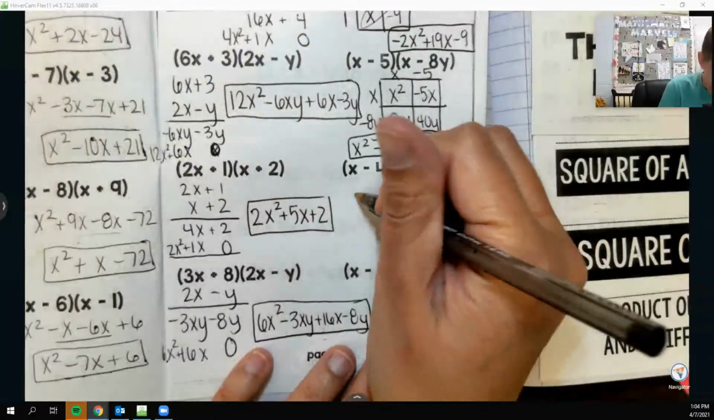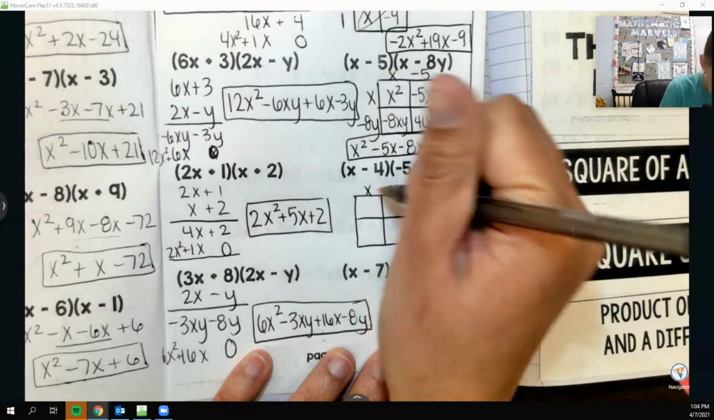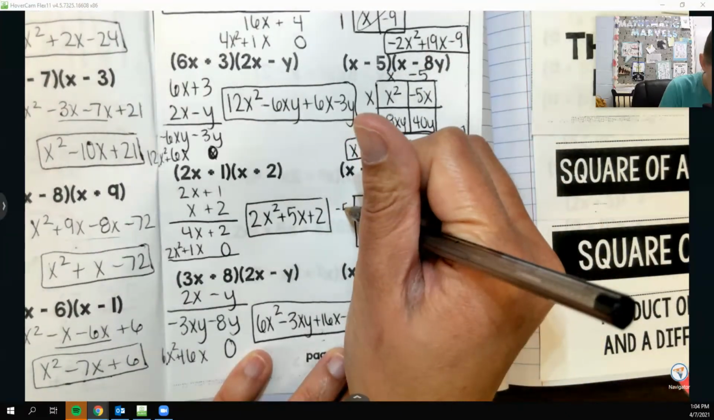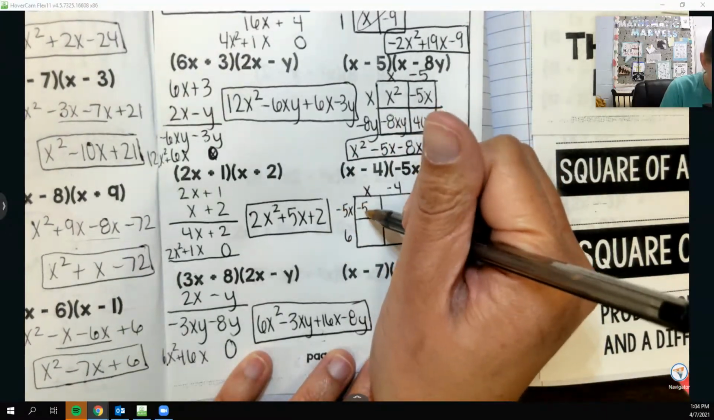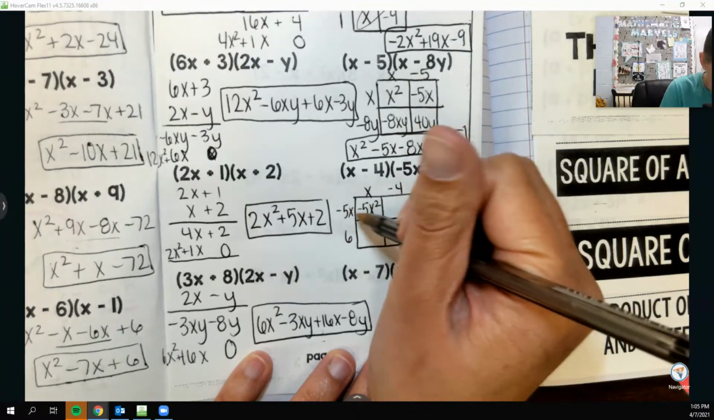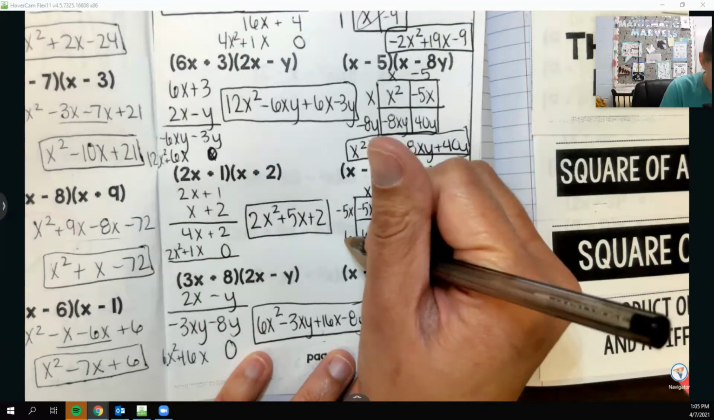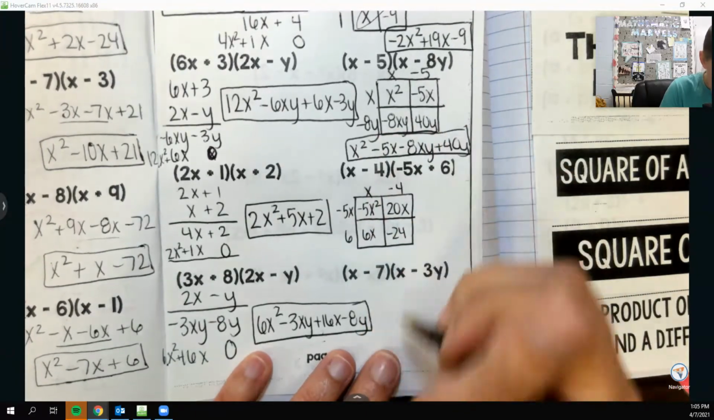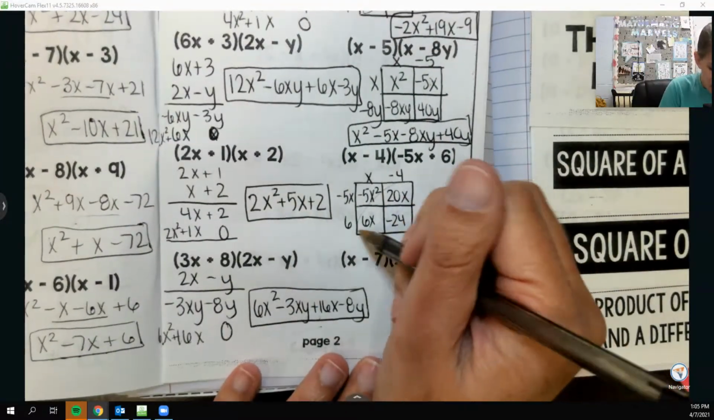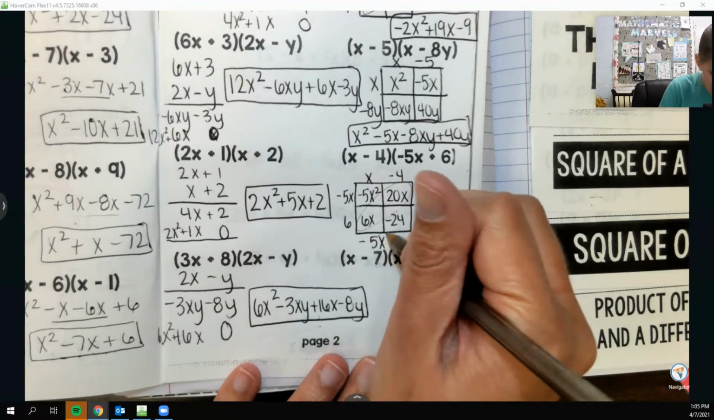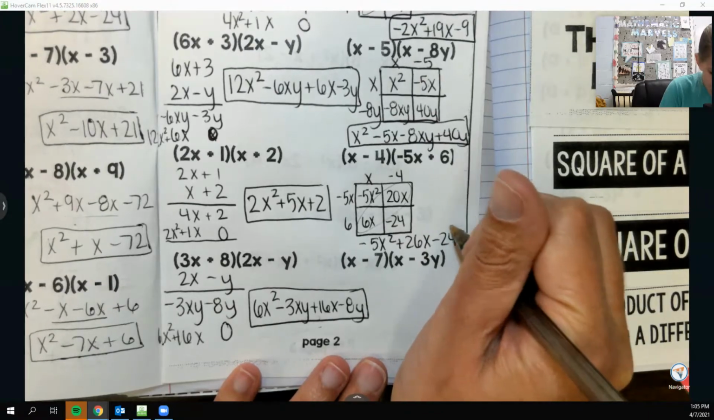On to the next. Setting up a box 2 by 2. So it's x minus 4 and then negative 5x plus 6. And when I multiply here, we'll have negative 5x squared. Here we'll have 20x. Here we'll have 6x. And then negative 24. Oh my gosh, I've done so many of these, I forgot how to multiply. Anyways, I do have like terms. We'll have negative 5x squared, then 26x, and then minus 24.